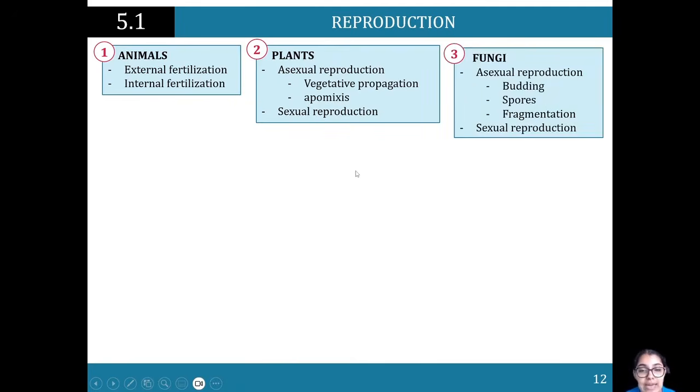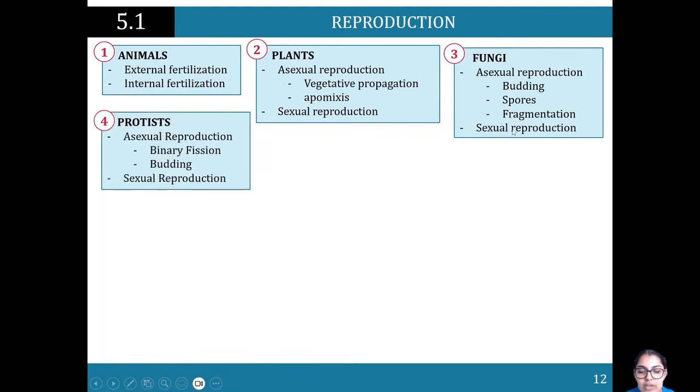You would have looked at fungi, and within that talked specifically about the processes of budding, spores, and fragmentation in asexual reproduction, and you would have also looked at sexual reproduction. Protists: be able to talk about the processes of binary fission and budding as forms of asexual reproduction, and also the method for sexual reproduction.